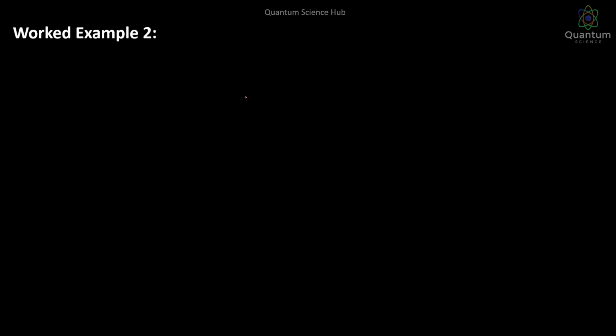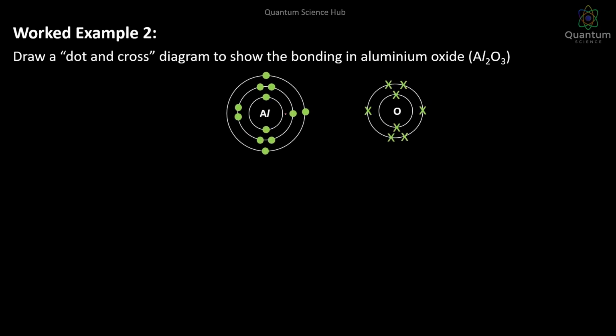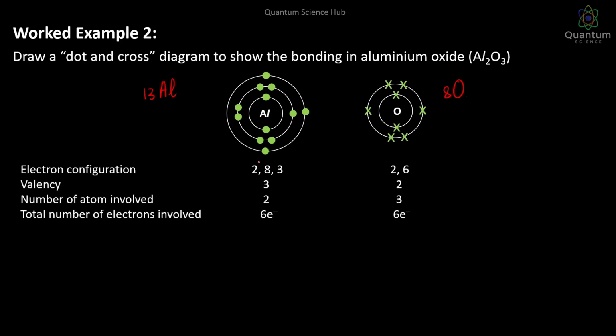Now let's see another example here. Draw a dot and cross diagram to show the bonding in aluminum oxide, Al2O3. So first of all, we have to draw the dot and cross diagram of aluminum and oxygen. That is how it looks. As we know, the atomic number of aluminum is 13, right? 13 Al, while oxygen is 8. So how do we configure aluminum and oxygen? The electronic configuration of aluminum will be 2, 8, 3. So the valence electron for aluminum is 3 and oxygen is 6.